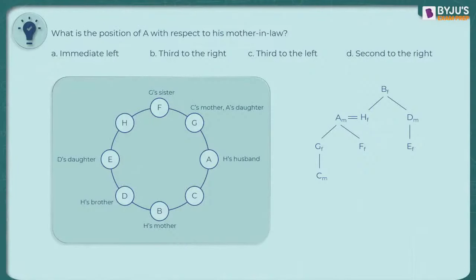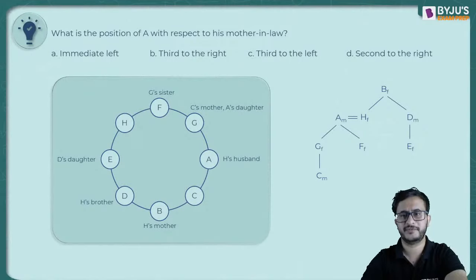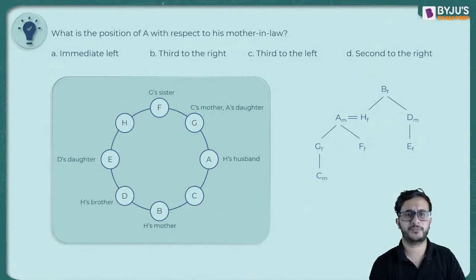Right, so it was an interesting set. You had to first make a blood relation, which was also incomplete. So once we started making the arrangement, then the blood relation got complete. Okay, all right, so here's the first question. What is the position of A with respect to his mother-in-law?